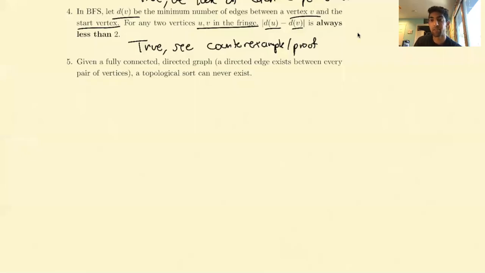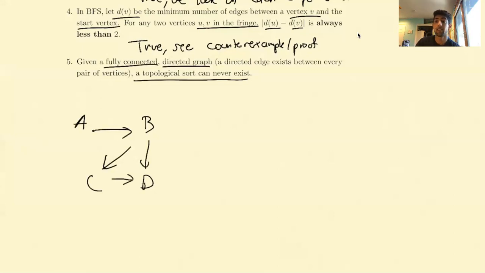Okay, so something came up. This is for part 5 of question 2. Given a fully connected directed graph, a topological sort can never exist. So what is a topological sort? A topological sort is an ordering of the vertices in a graph such that all edges in that ordering point from left to right. Suppose we have such a graph.